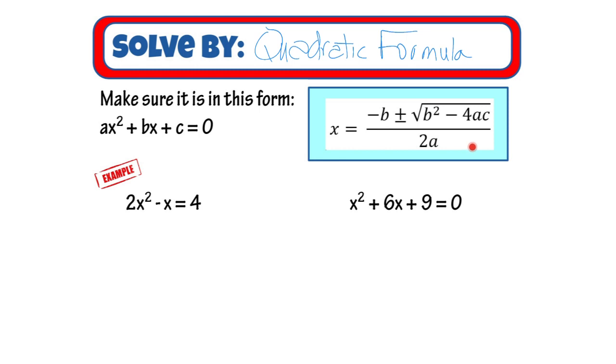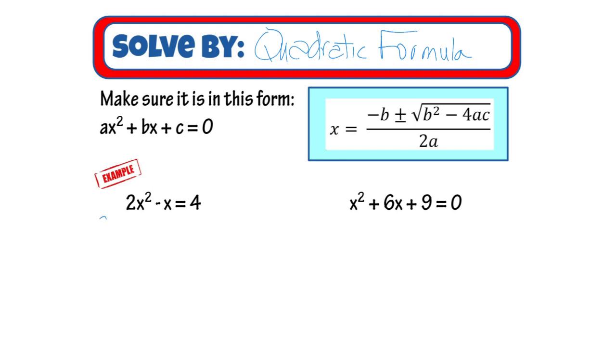What's nice about it, it's sort of just cut and dried. If you could identify your A, your B, and your C, you just insert them in the appropriate places, and you'll get your answer a lot faster than completing the square. So let's go ahead and try this first one. The key thing here is that before you get started, it's got to equal 0.